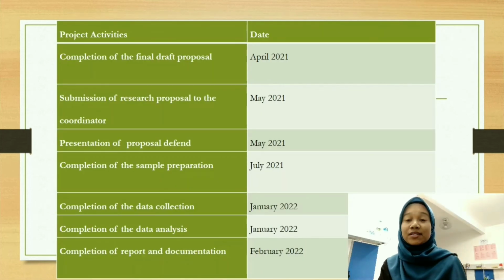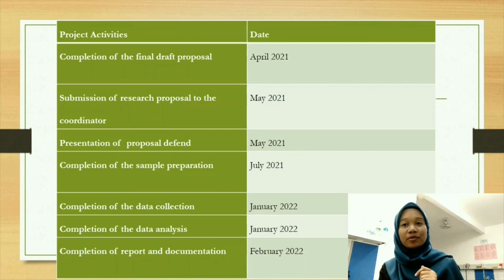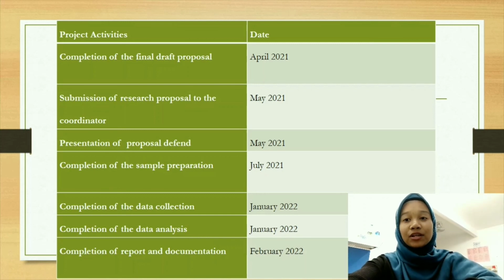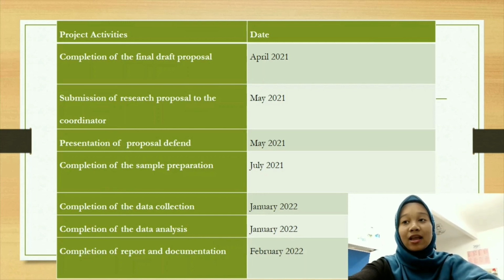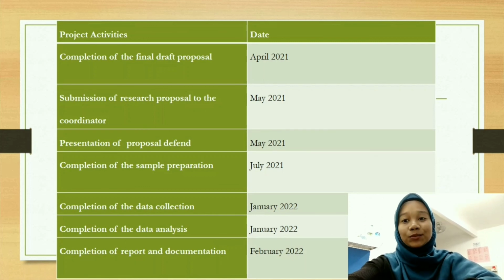For the milestones, first is completion of the final draft proposal, April 2021. Submission of research proposal to the coordinator, May 2021. Presentation of proposal defense, May 2021. Completion of the sample preparation, July 2021. Completion of data collection, January 2022. Next is completion of report and documentation, February 2022.